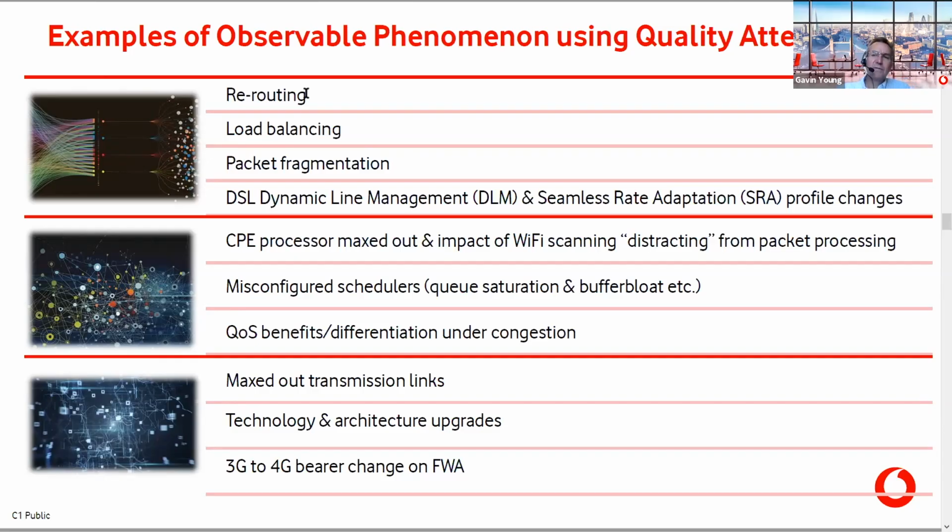One of the most valuable ones we found is misconfigured schedulers. This is a really subtle problem, really quite hard to find sometimes with traditional tools. And sometimes they can be transient. It only manifests itself under certain traffic patterns or traffic loading conditions that can cause queue saturation, buffer bloat, and a bunch of issues. So some of those can be quite subtle issues, and it's been really useful to diagnose those.